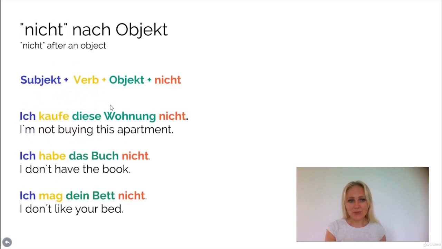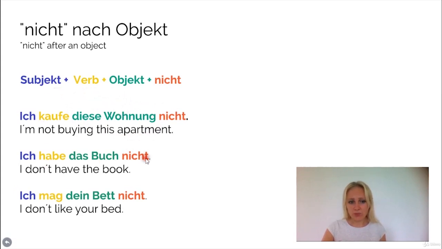So the next one is in cases when we use nicht after an object. Here we have the word order subject, verb, object, and nicht. Ich kaufe diese Wohnung nicht. It means I'm not buying this apartment. Again, we are not negating the apartment by itself. We don't say this is not an apartment. We are negating the fact that we are buying it. So we are negating a verb. Ich kaufe diese Wohnung nicht. Now we have an object here, so nicht comes after the object.